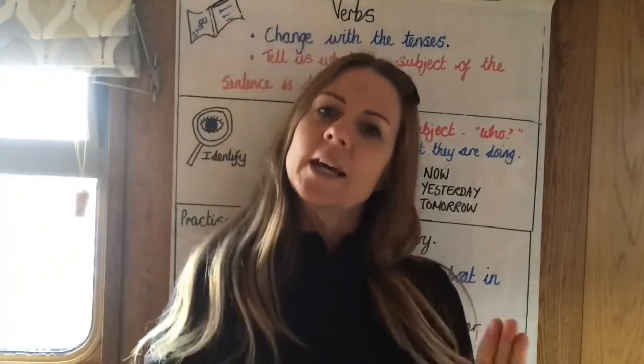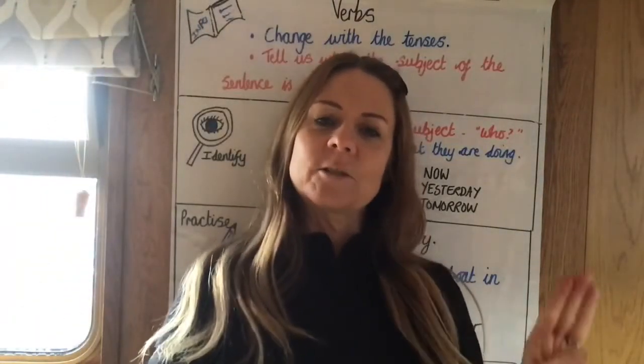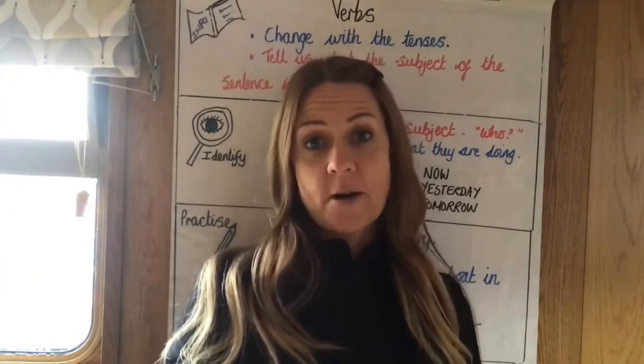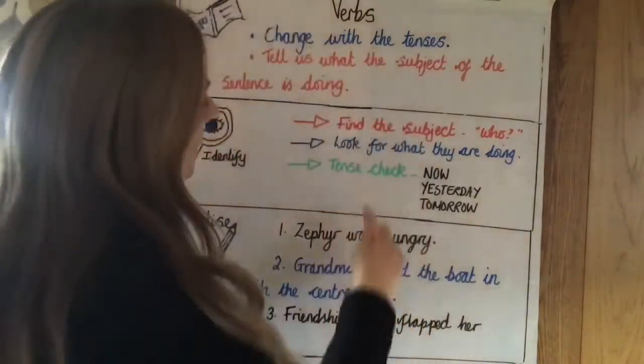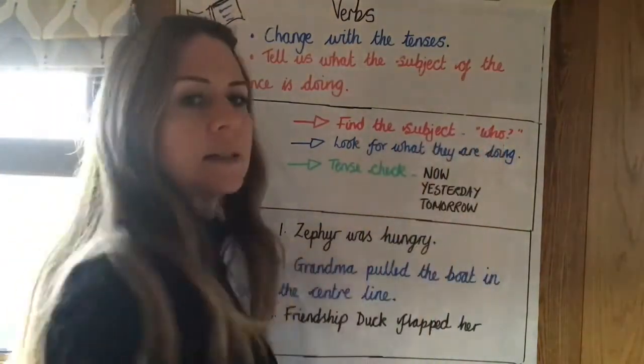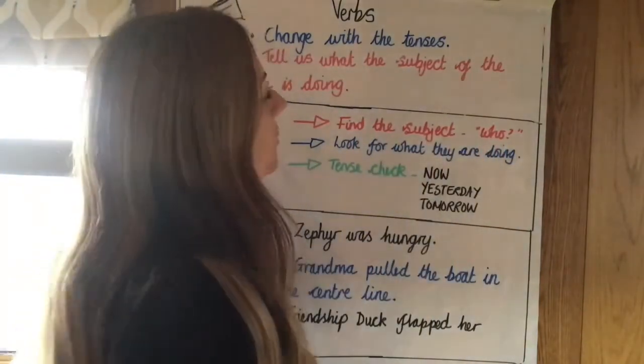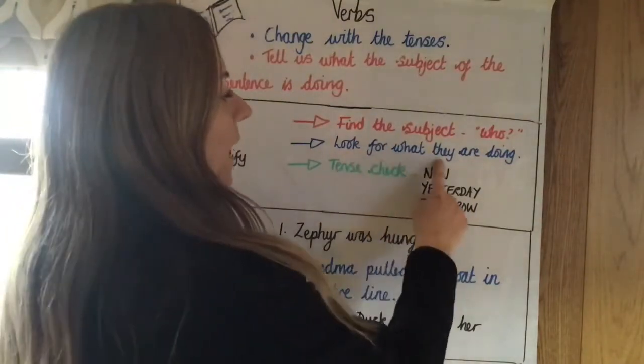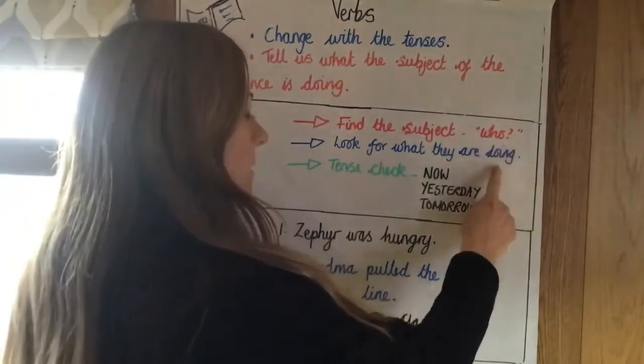So I have three checklist skills to go through when you're trying to identify a verb. So let's have a look at them. First, read the sentence and find the subject. Who is the sentence about? Once you've done that, look for what they are doing. What is the who in the sentence doing?